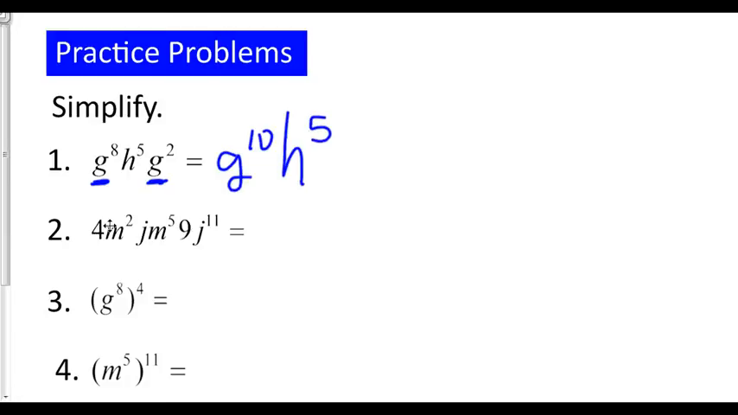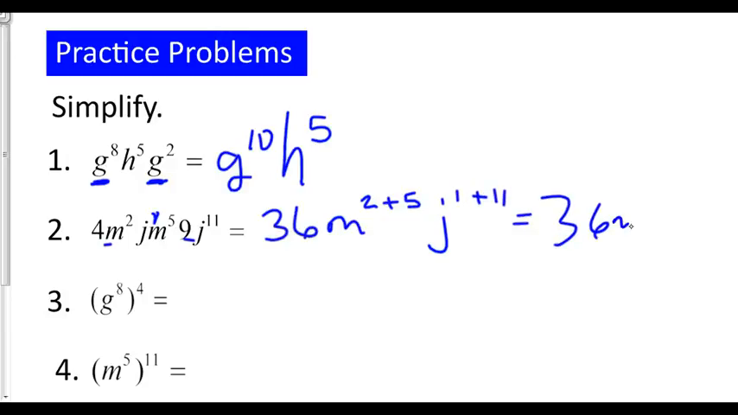Next example, 4m squared times jm to the 5th times 9j to the 11th. Multiply the coefficients. 4 times 9 is 36. M squared times m to the 5th, I'm going to add these two exponents together. And then for j, remember this j here, it's j to the 1st, even though we don't see it. So it's 1 plus 11. So simplified, this is all 36 m to the 7th, j to the 12th.